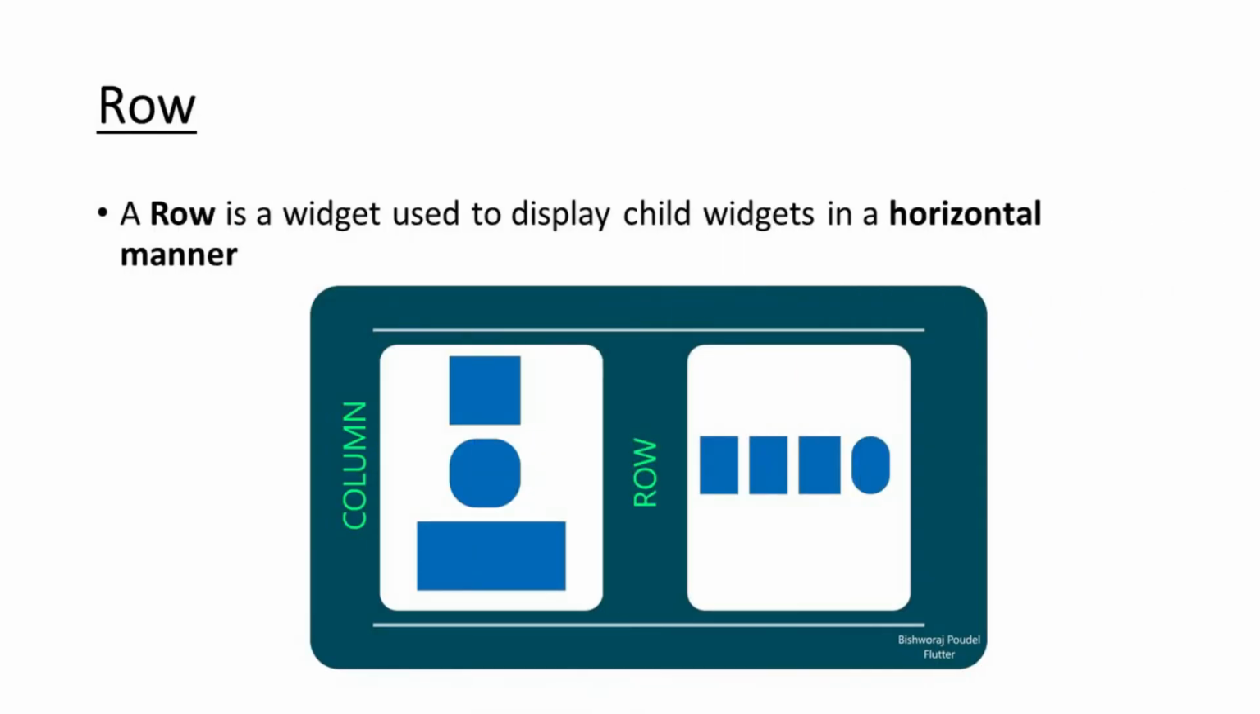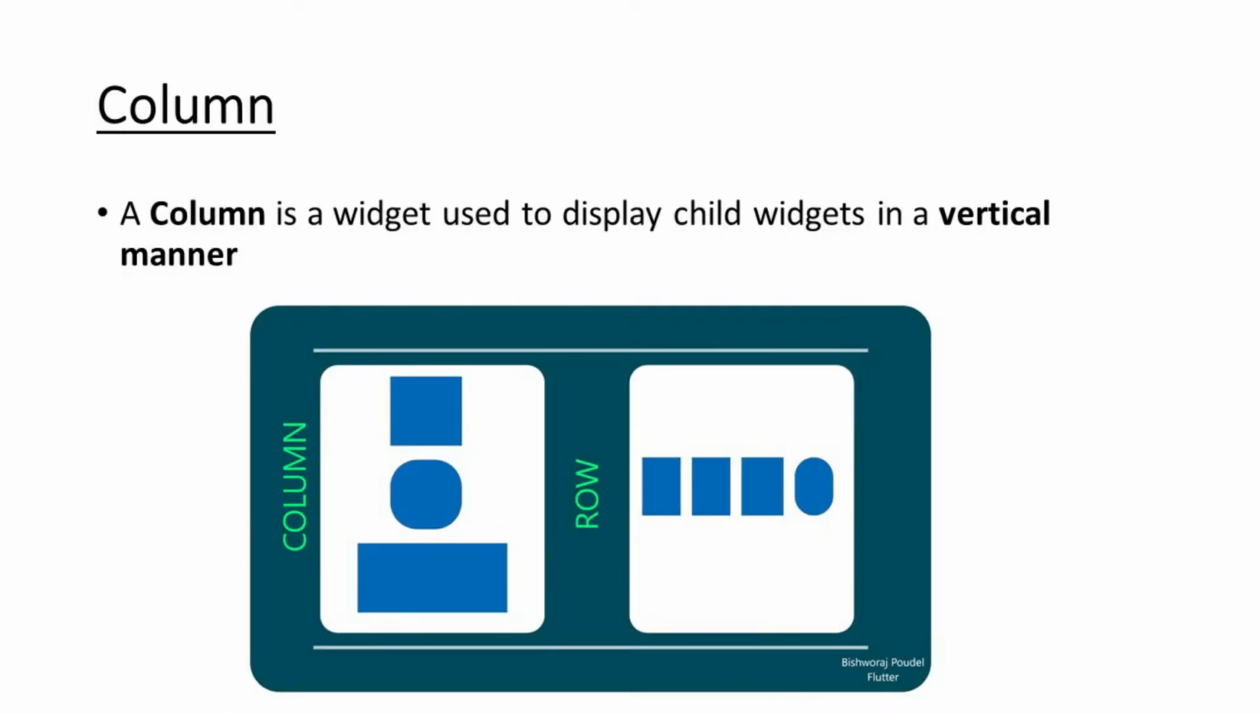So what are rows? Row is a widget to display the child widgets in a horizontal manner. So this is the horizontal manner. And similarly, column is the widget used to display child widgets in a vertical manner, so in the y-axis manner. So this is the difference between the rows and the columns.